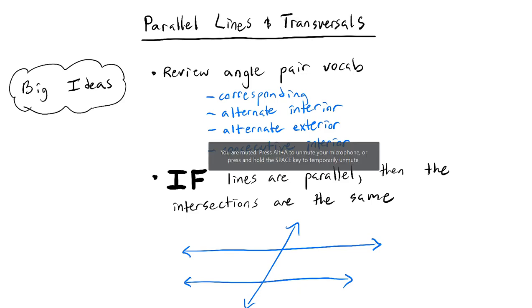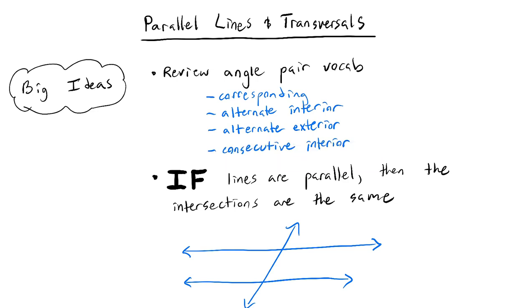All right, so we already talked about vocabulary when we have multiple lines and a transversal crossing them. Sometimes those lines are parallel, sometimes not. And that's what we're going to explore in this video: what does being parallel mean? How could we make as few assumptions as possible and then prove everything else, okay? So first we'll just really quickly review that angle vocab we're using.